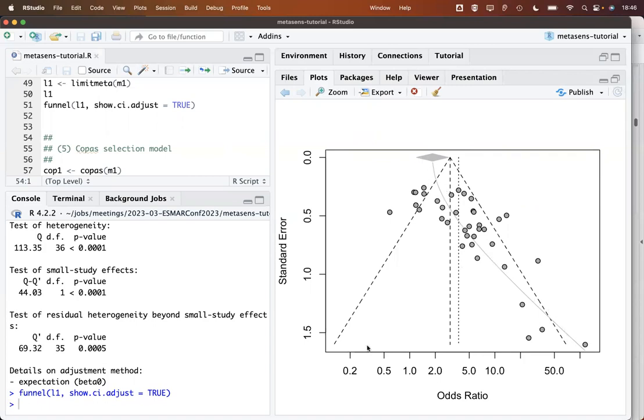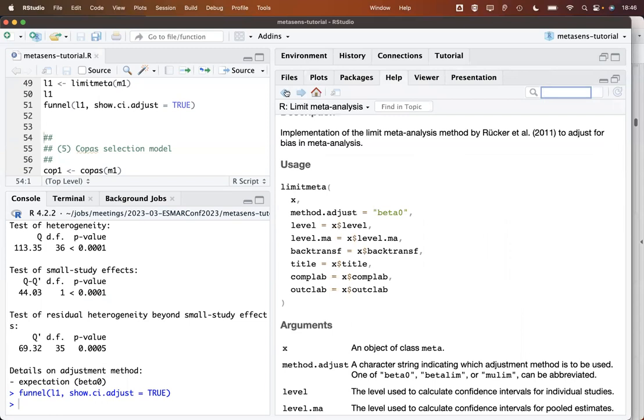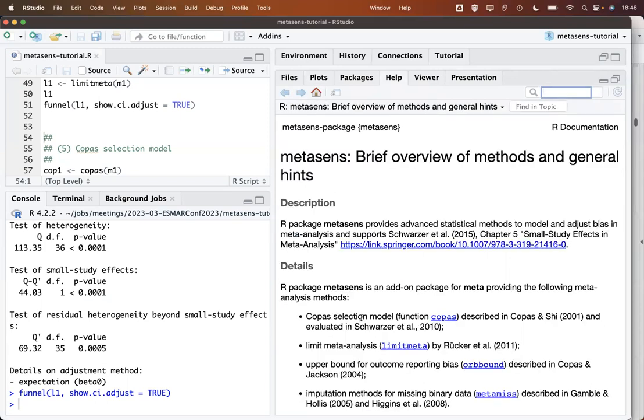It's not a straight line because we use some transformation in the regression of these two quantities, of the treatment estimate and its precision. But the line clearly shows that with this limit meta-analysis we can nicely follow the information from the smaller studies, the more biased studies, to the larger studies which are less biased. Yeah, that's it basically on the limit meta-analysis method. Then let's move on to the next method.